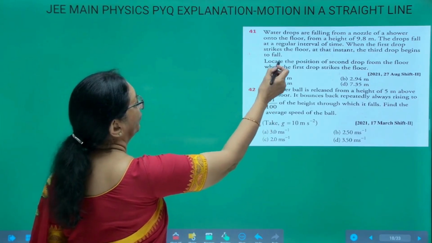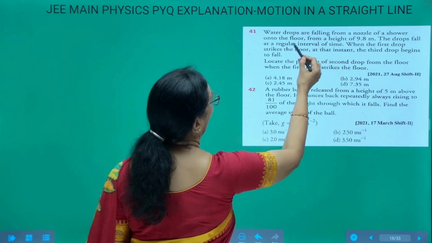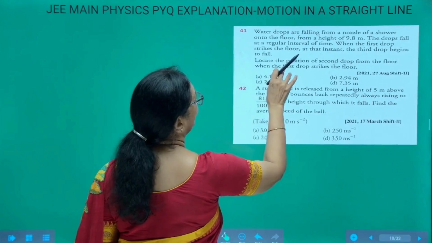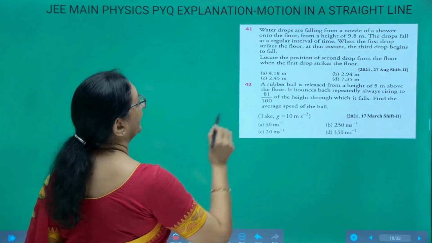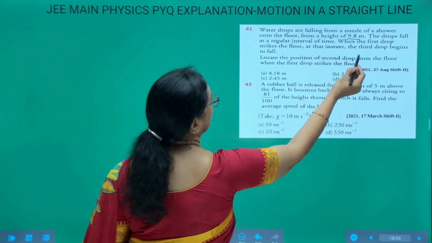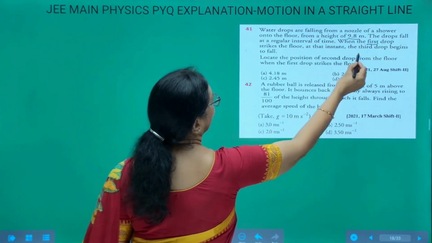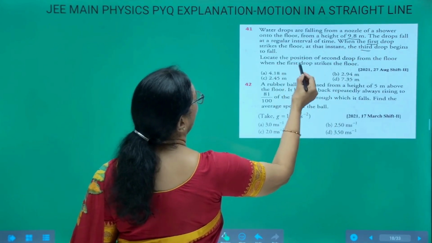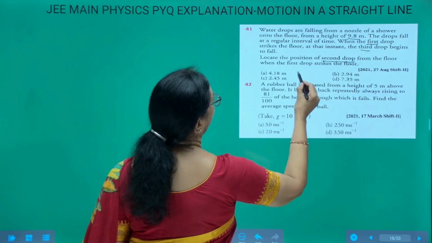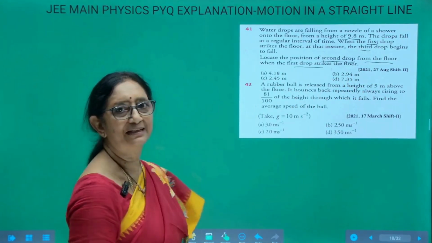See here, water drops are falling from the nozzle of a shower onto the floor from a height of 9.8 meters. The drops fall at regular intervals of time. When the first drop strikes the ground, at that instant, the third drop begins to fall. Locate the position of the second drop from the floor when the first drop strikes the floor.